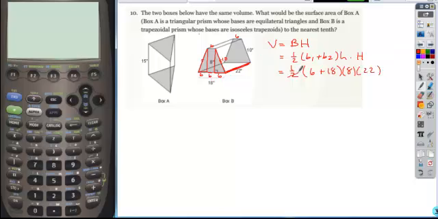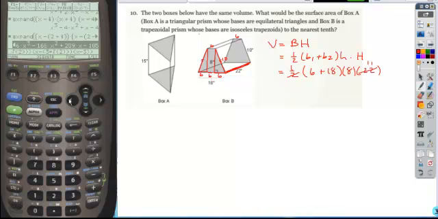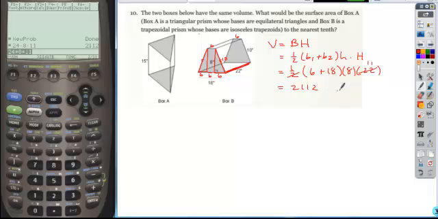Okay, so if I calculate this, half of 22 is 11. I can go ahead and calculate these measurements. Okay, so if I calculate this, I have 6 plus 18 is 24, times 8, times 11, and that gives me my volume of 2112. So both of these boxes are going to have the exact same volume, and again, this is cubic inches.